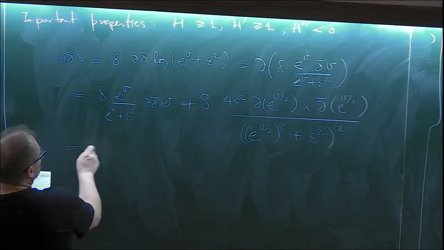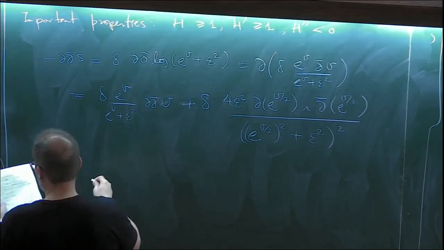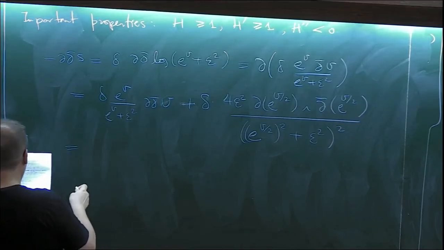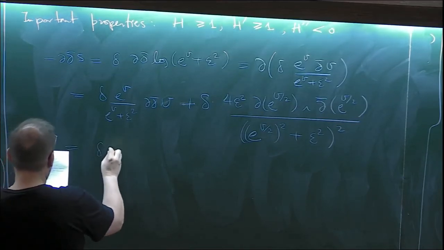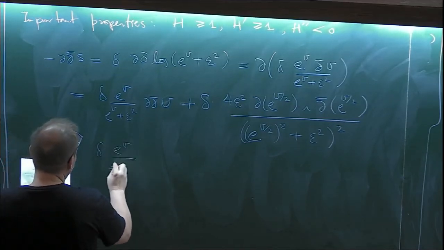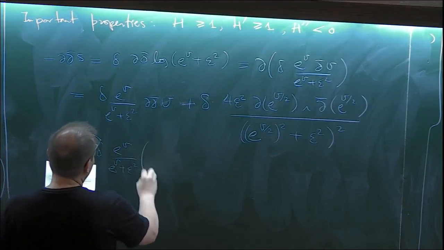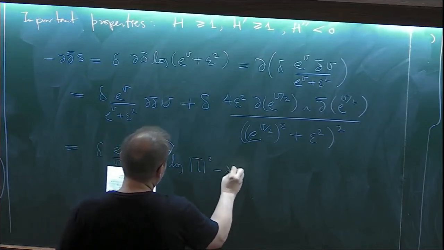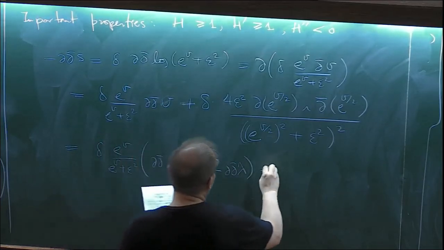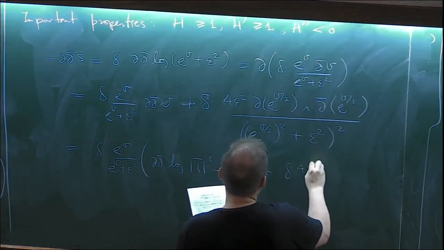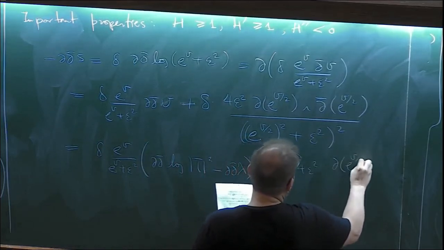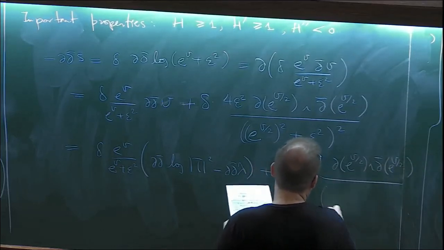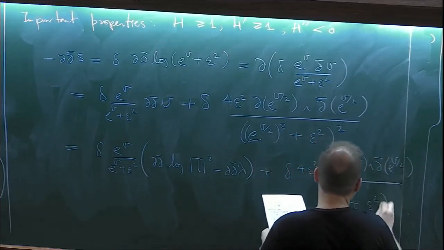Okay, so now let's put in what v is. So this is going to be delta e to the v over e to the v plus epsilon squared. And then you're going to have dd bar log mod t squared minus dd bar lambda, and plus this same thing. So delta 4 epsilon squared, d e to the v over 2 wedge d bar e to the v over 2 divided by e to the v plus epsilon squared squared.